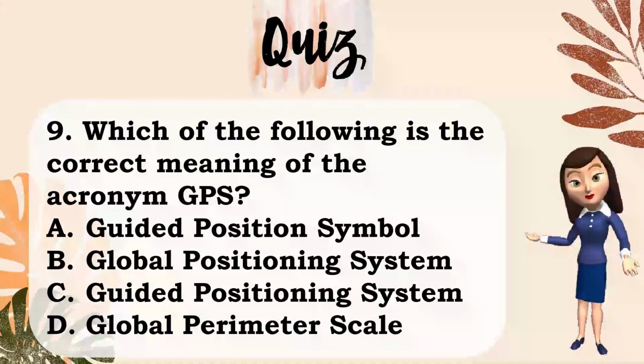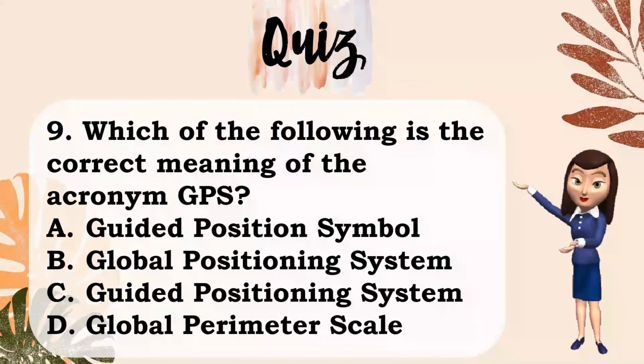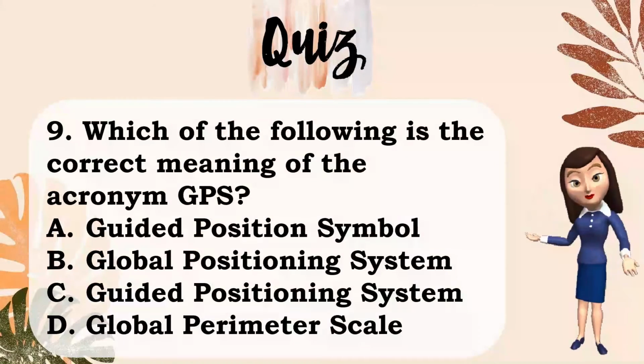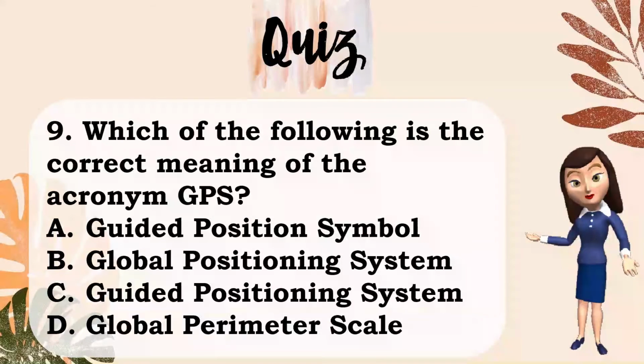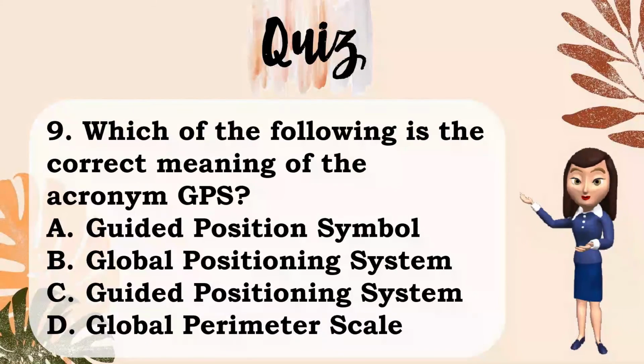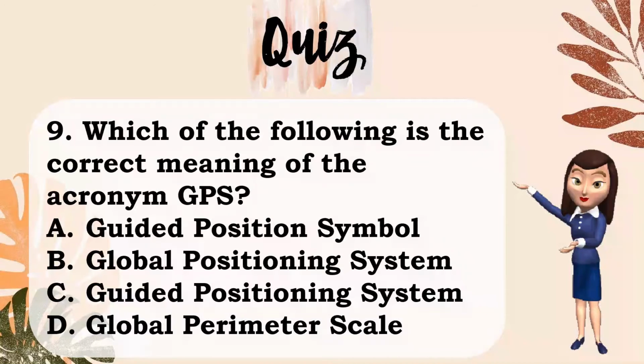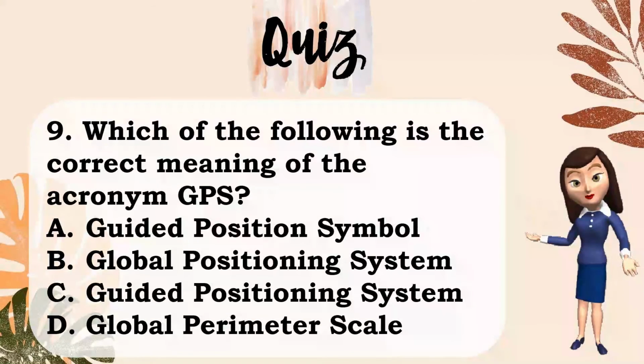9. Which of the following is the correct meaning of the acronym GPS? A. Guided position symbol. B. Global positioning system. C. Guided positioning system. D. Global perimeter scale.